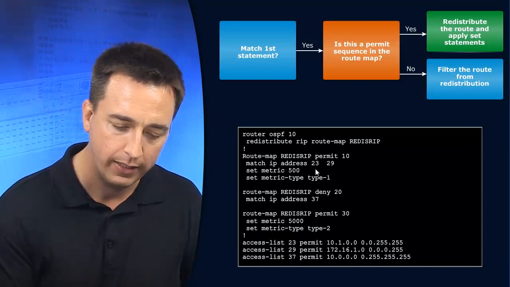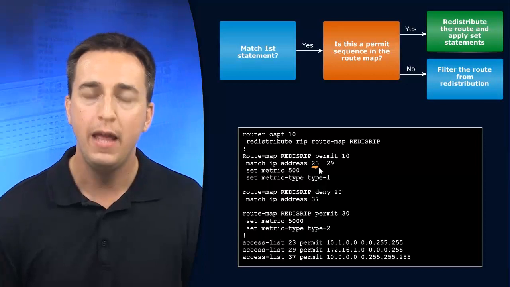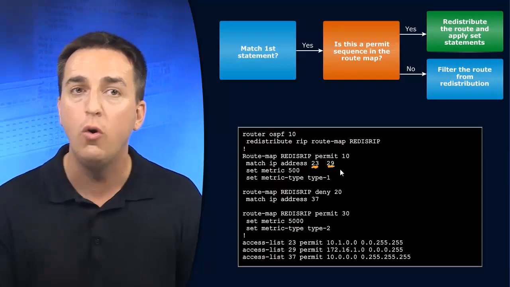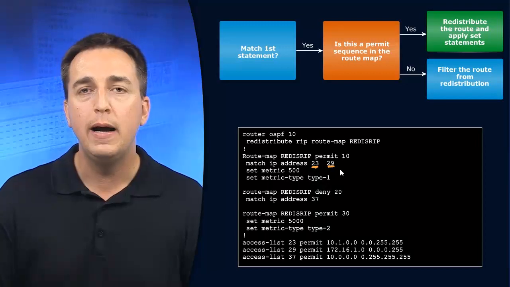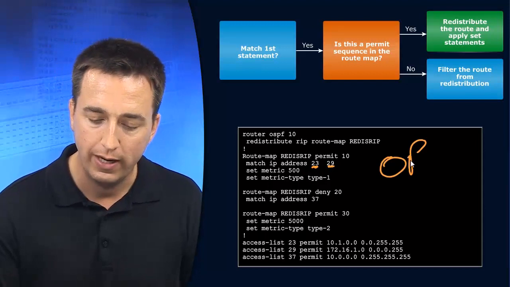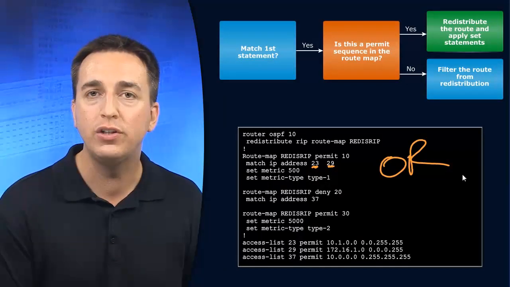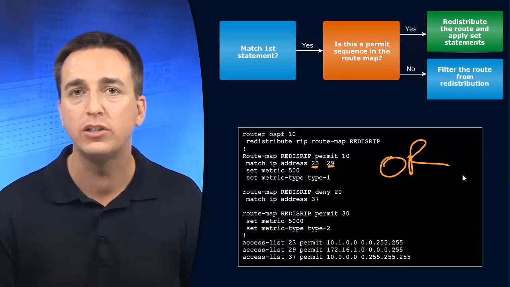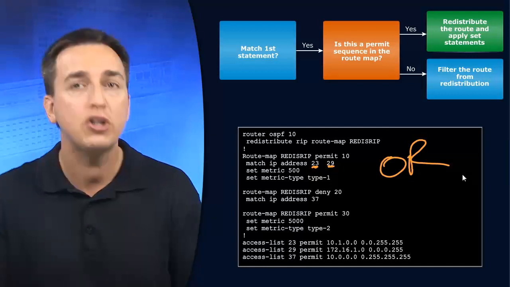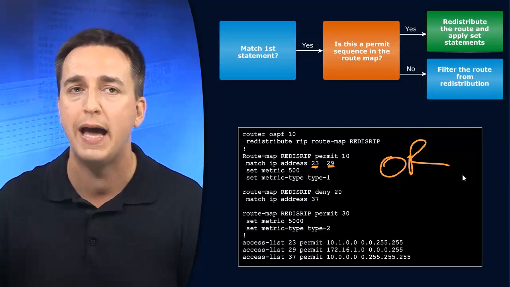So when I examine this right here, I see 23 and 29. But does that mean 23 and 29? No. When you have multiple match conditions in the same match sequence, it's treated as an OR. So match the IP addresses specified in access control list 23 or 29. They don't have to match both, just one or the other, and it's classified as a match.